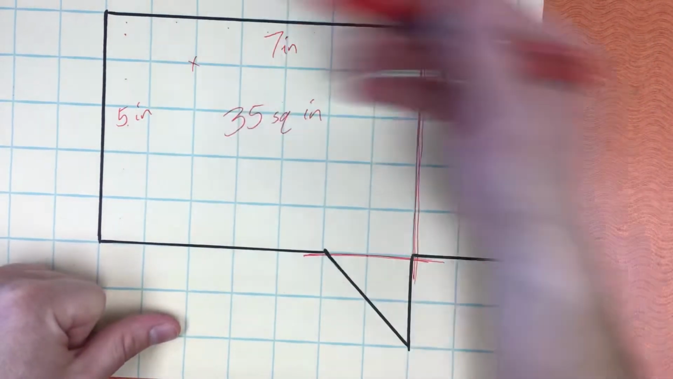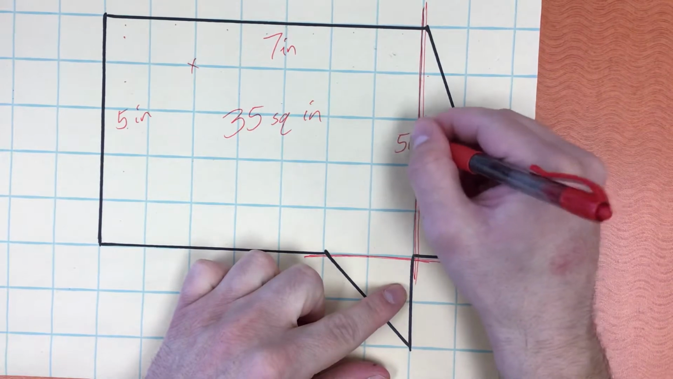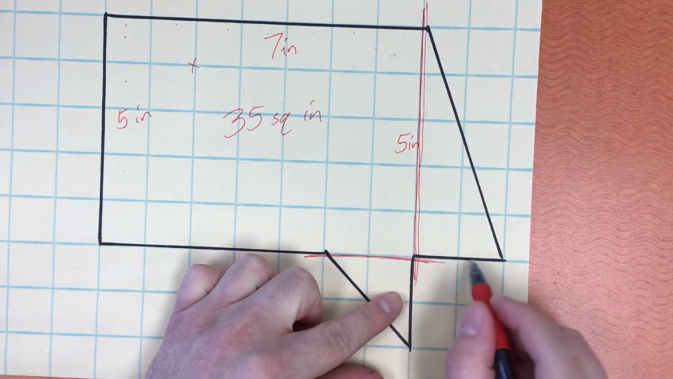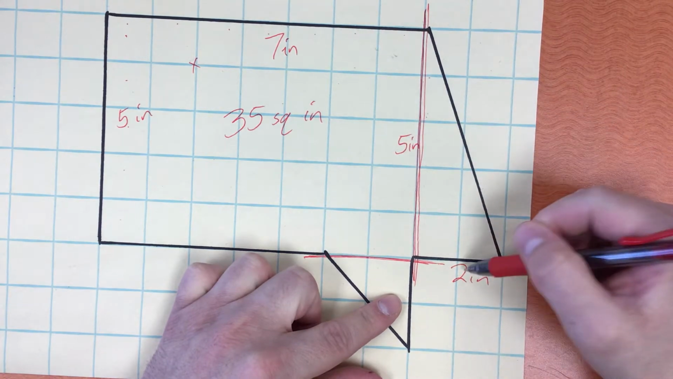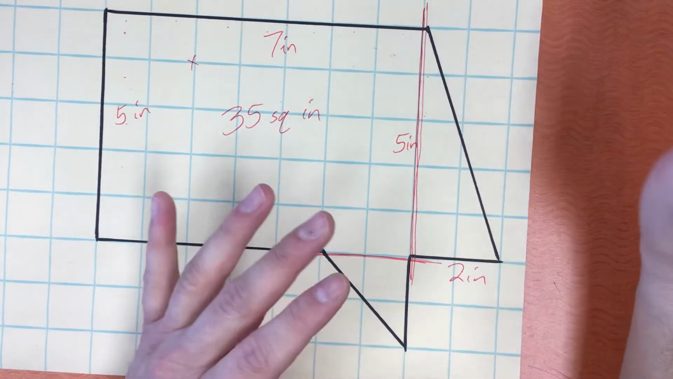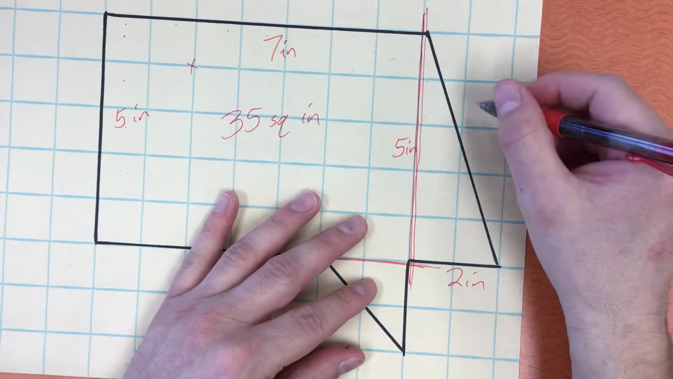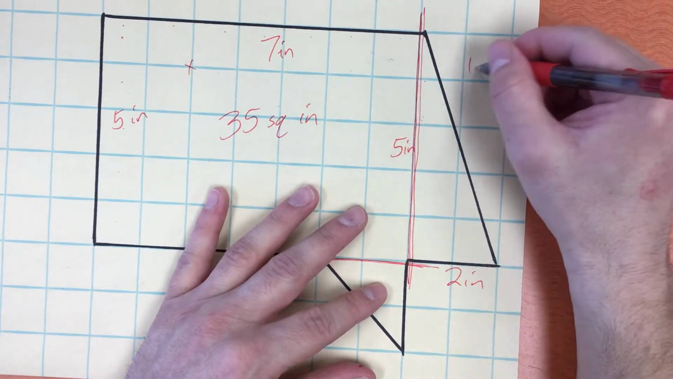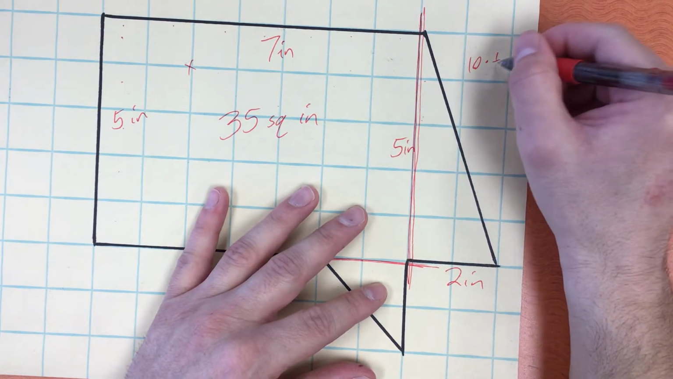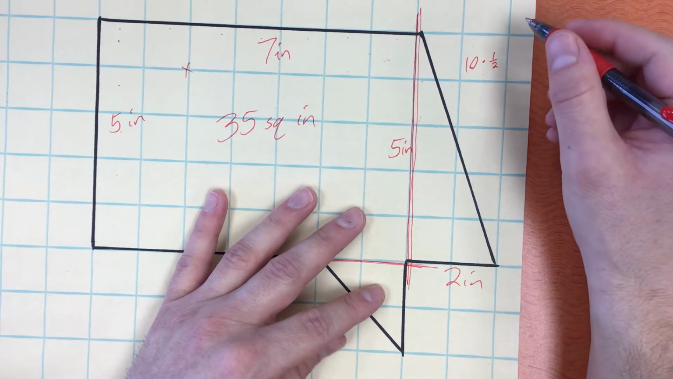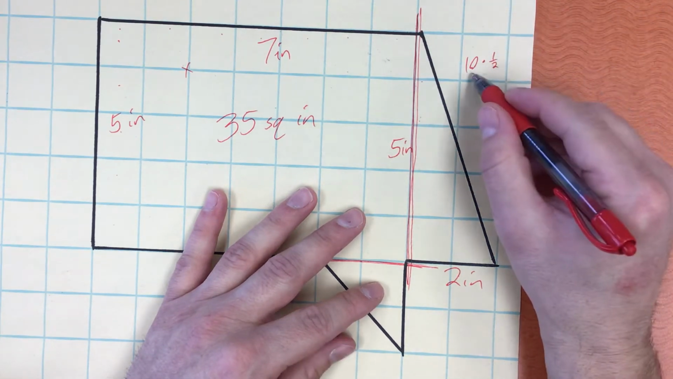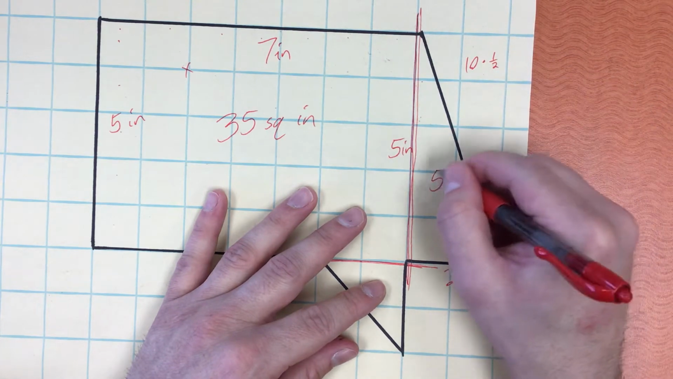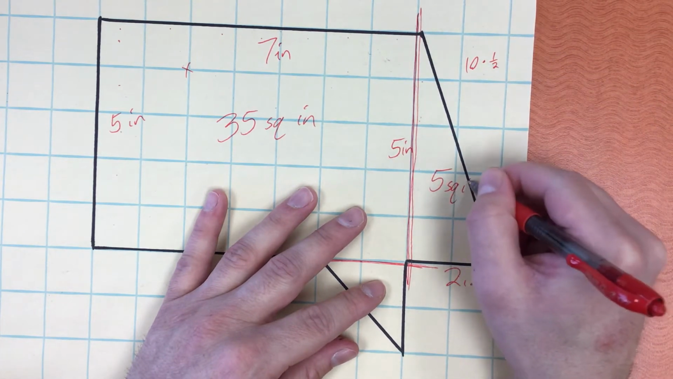Then I know that this side is 1, 2, 3, 4, 5. Oh, it's the same as the rectangle. That makes sense. 5 inches. And 1, 2 inches. So 5 times 2 is 10. But remember, with the triangle, you've got to divide it by 2. So this whole thing would be 2 times 1/2, because the area of a triangle is 1/2 base times height. So 10 times 1/2 is 5, so this is 5 square inches.